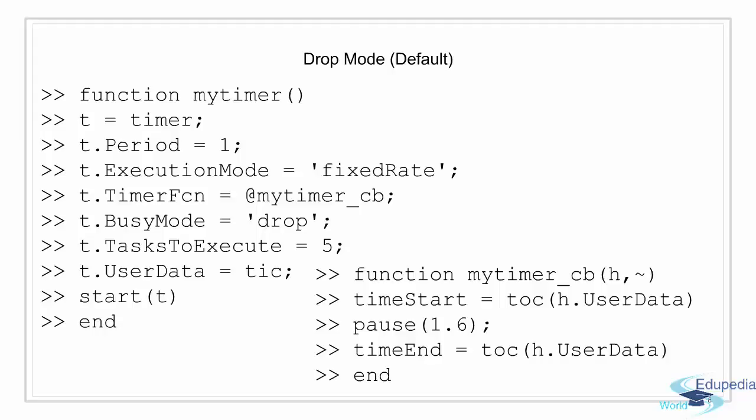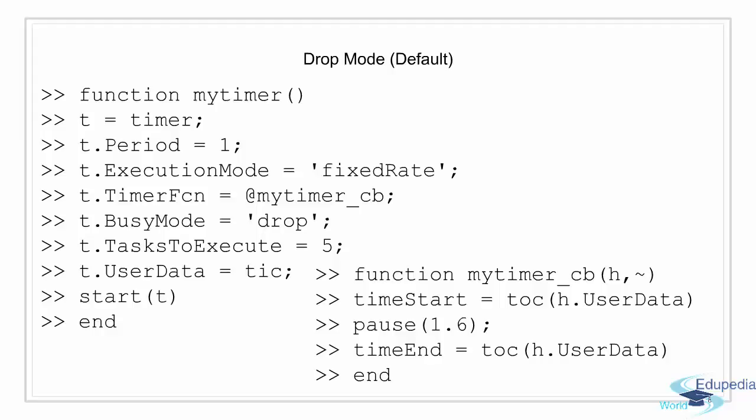When the busy mode is set to the drop mode, as the name suggests, the timer object adds the timer callback function to the execution queue only when the queue is empty. If the execution queue is not empty, the timer object skips the execution of the callback.